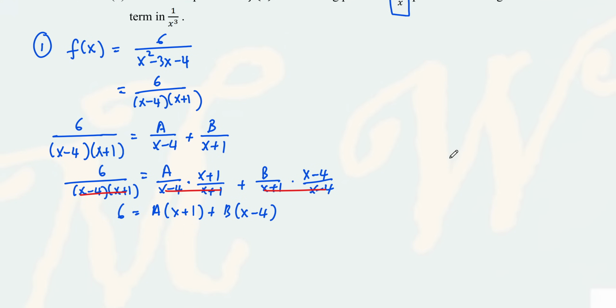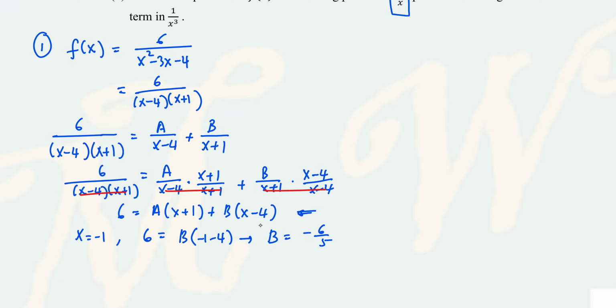Okay, and now to get the a and b, let the factor be 0, right? Firstly, I will let x plus 1 be 0, therefore x equals minus 1. So you substitute this x equals minus 1 into the previous expression. Therefore, this is going to be 6 equals, now whenever you say x plus 1, that will be 0, because just now I let x plus 1 be 0. So the first term will be 0, and now b bracket minus 1 minus 4, which means now here my b is basically minus 6 over 5.